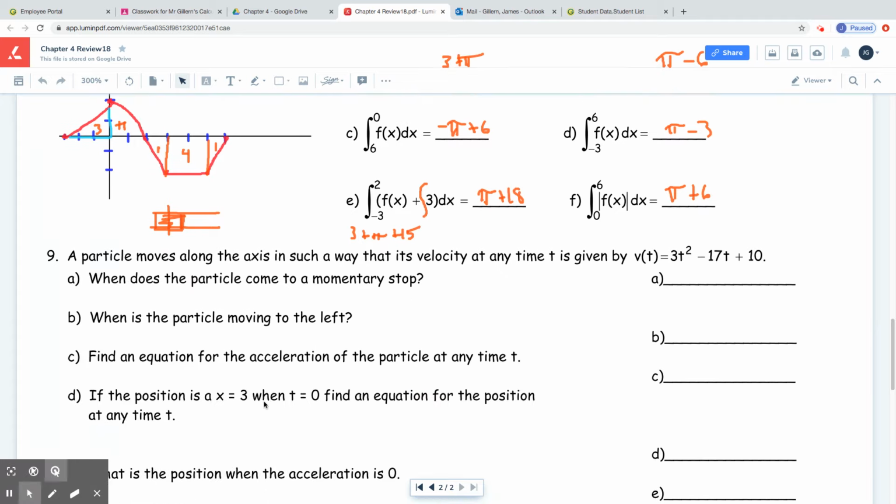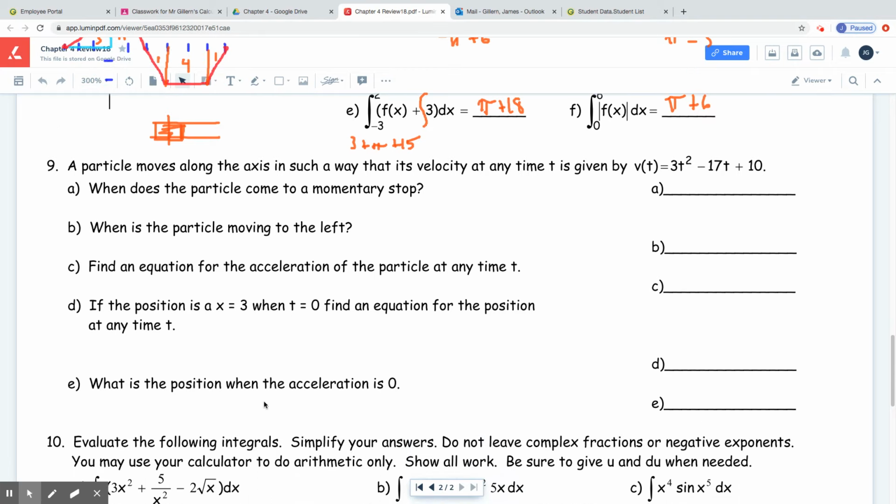All right, now a particle moves along the x-axis in such a way that its velocity at time t is given by this velocity equation. Now remember, when we do stuff like this, it goes from position to velocity to acceleration. Anytime you go left to right, this is derivatives. When you go this way, it's integrals. Now we won't need to worry about that until C and D. But for the first part, when does the particle come to a momentary stop?